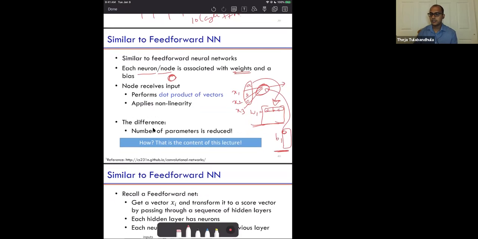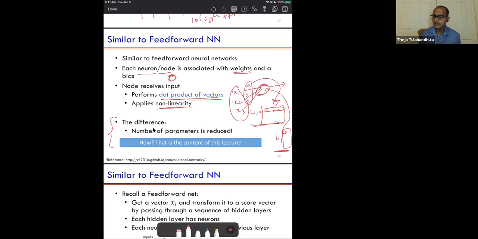So just as I said, the node receives an input and performs a dot product of vectors. X is the input vector, for example, and A, B, and C is the row vector of the W matrix. You just do a dot product. And then the neuron also does the nonlinearity. So once you do the dot product, you do a max of 0 comma that, for example, if you're doing ReLU.